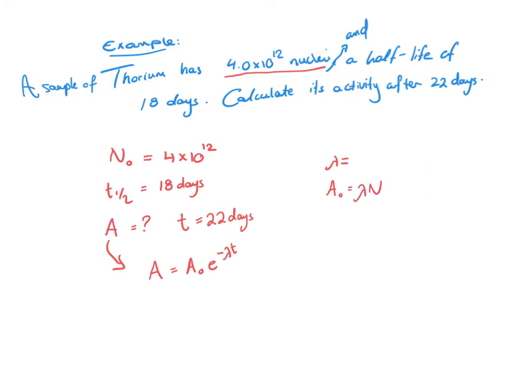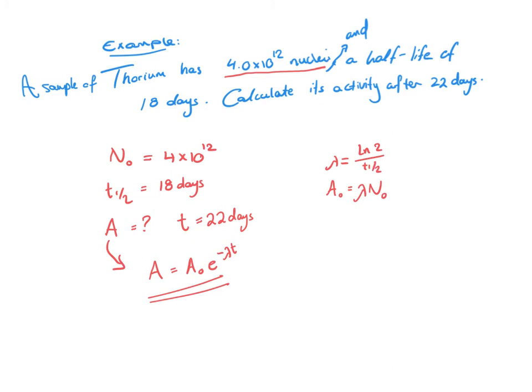That could simply be A naught equals lambda N naught, because the initial activity can be based on the original number of undecayed nuclei times the decay constant. We already learned this equation before we learned this one. So I need to make a few calculations here. I need to find lambda. We already said that lambda can be calculated by ln of 2 divided by the half-life.